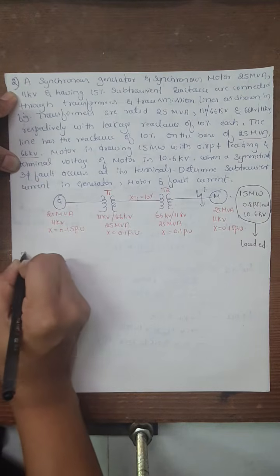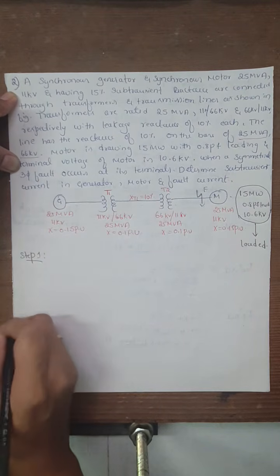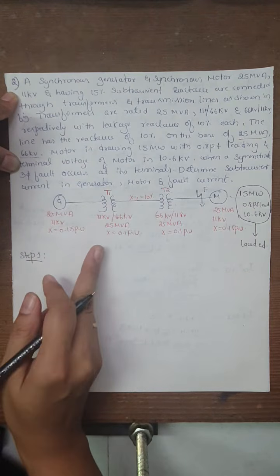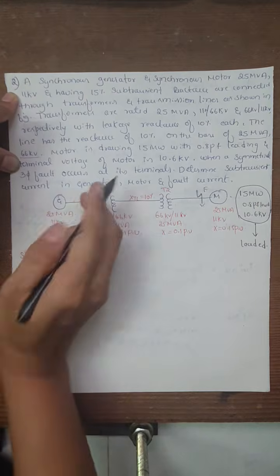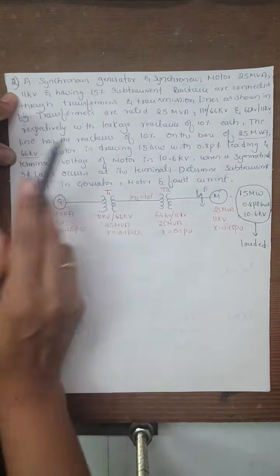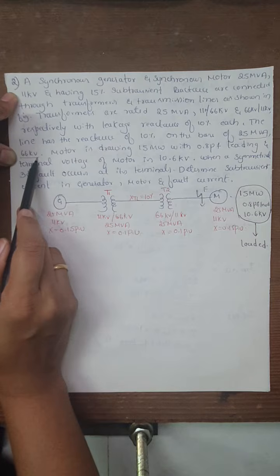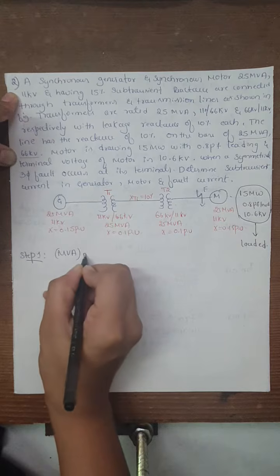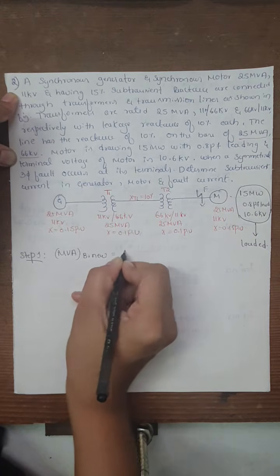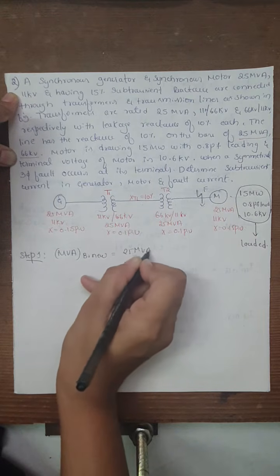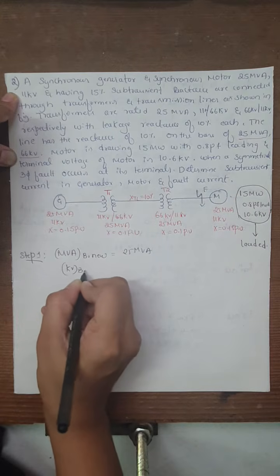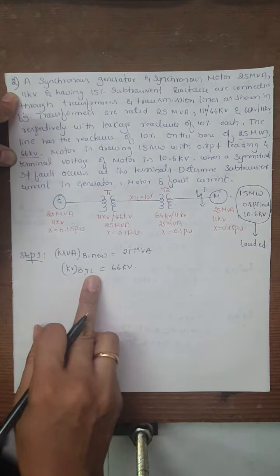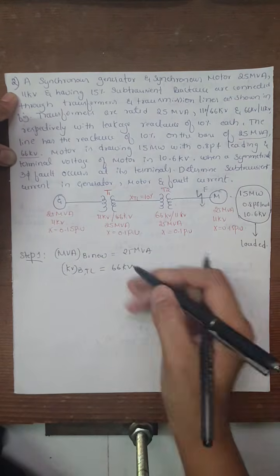Step 1, that is converting the single line diagram into a per unit reactance diagram. Before that, first we have to write the base power and base voltage. In the problem itself they have given 25 MVA and 66 kilovolt, so this will be the base power and base voltage of the transmission line. So now MVA base new is equal to 25 MVA, and kilovolt base of the transmission line is equal to 66 kilovolt.